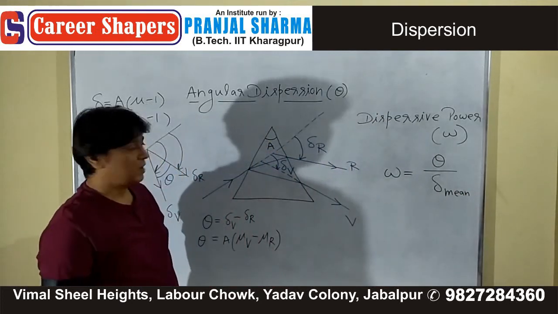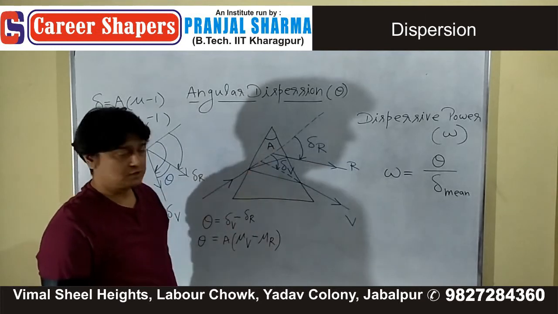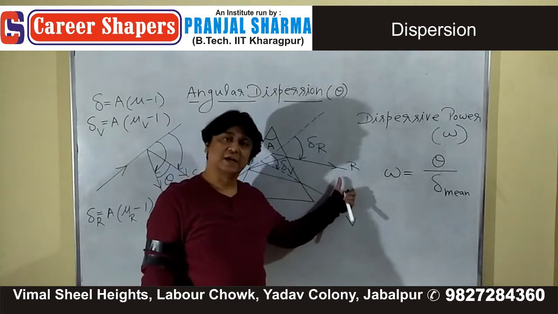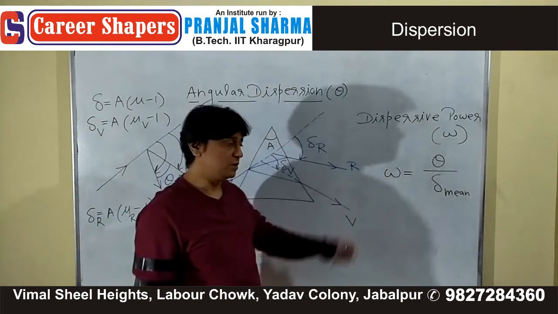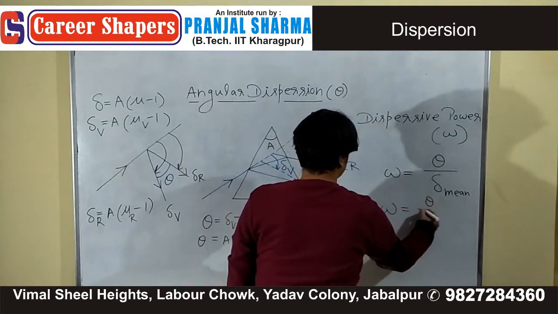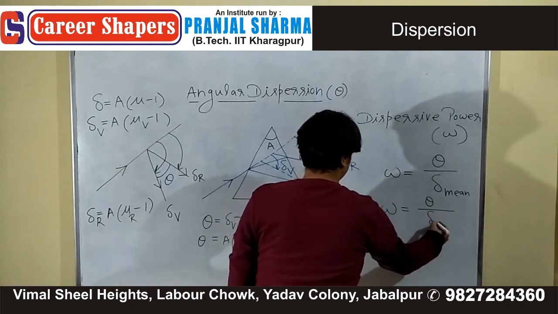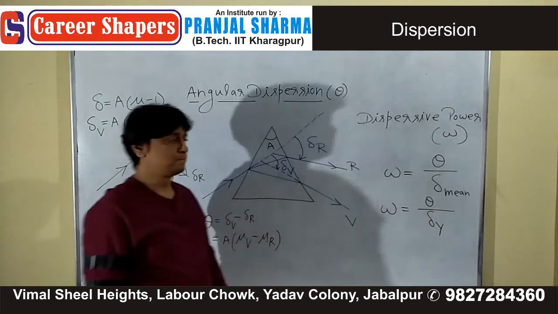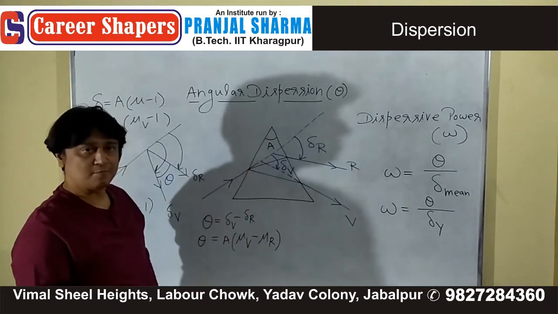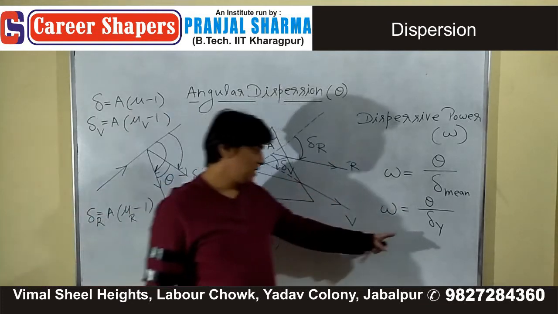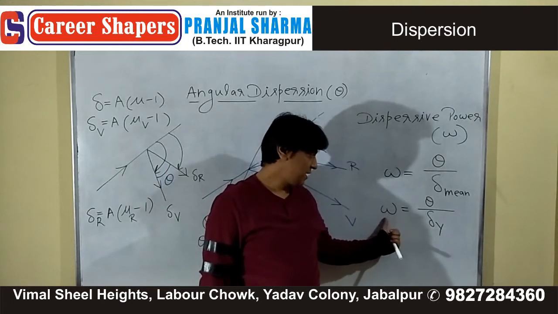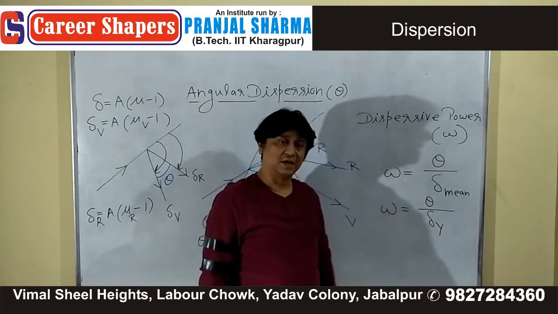Now, what are angular deviations? Deltas. What is the mean color? Mean color is taken as yellow normally, and therefore we define omega as theta upon delta yellow. Out of all these colors, yellow is considered what? Mean color. And for that mean color, angular deviation is what? Delta y. That gives you omega as theta upon delta y.